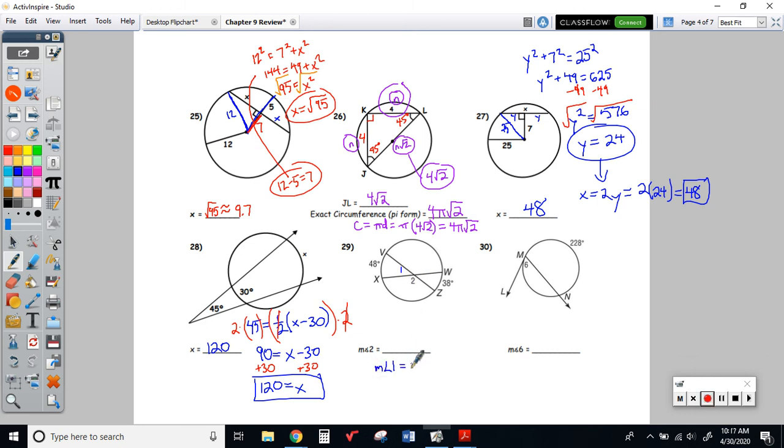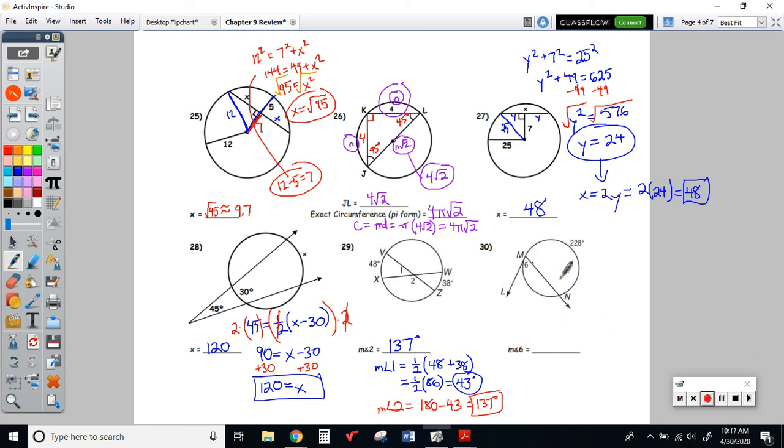Well, the measure of angle 1 would be the average of the intercepted arcs, that angle, angle 1, and its vertical angle right there. So we've got 48 plus 38, half of that. So that would be 1/2 of 86, which would be 43 degrees. So that's the measure of angle 1. So the measure of angle 2 would just be 180 minus that. 180 minus 43 is 137. We've got 137 degrees right there.